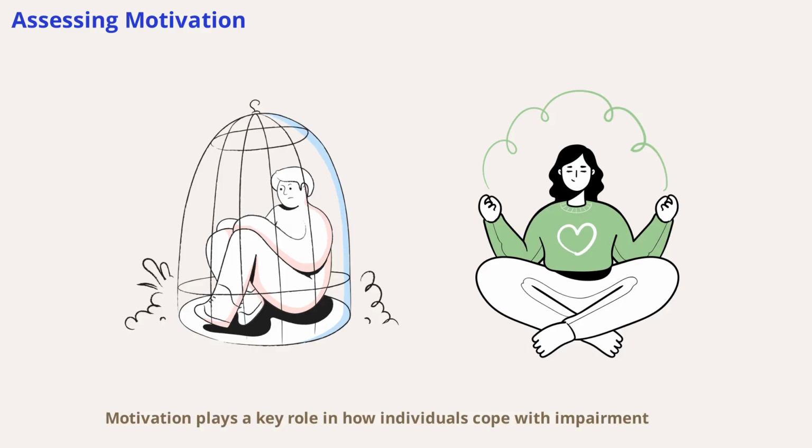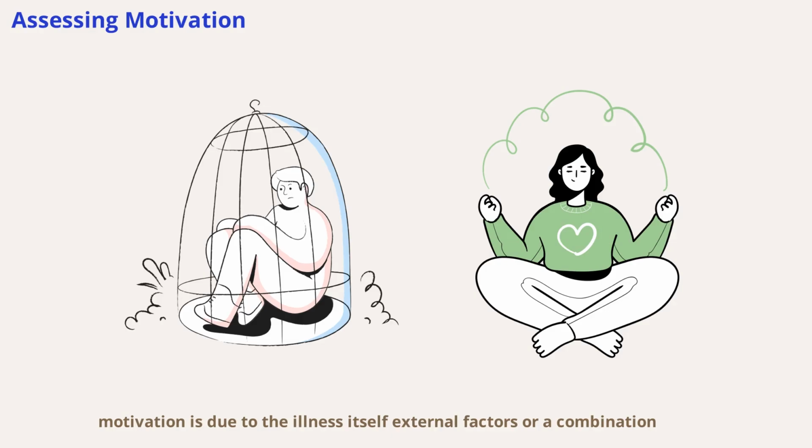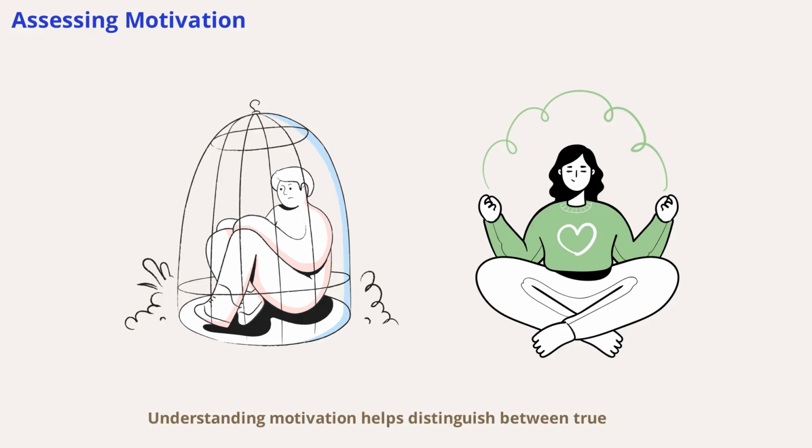Motivation plays a key role in how individuals cope with impairment. Factors like psychiatric illness, medication side effects, legal issues, and social support can all influence motivation. The examiner must carefully assess whether low motivation is due to the illness itself, external factors, or a combination. Understanding motivation helps distinguish between true impairment and other influences on functioning.